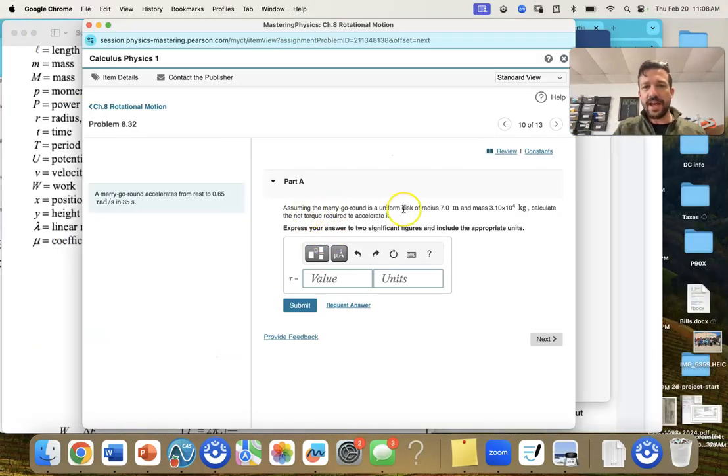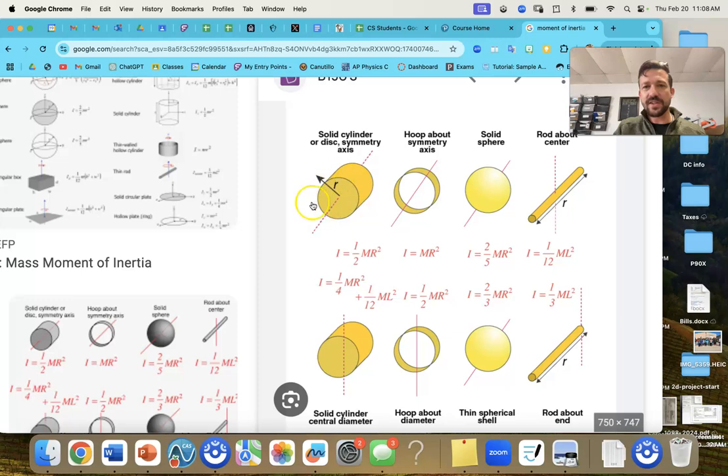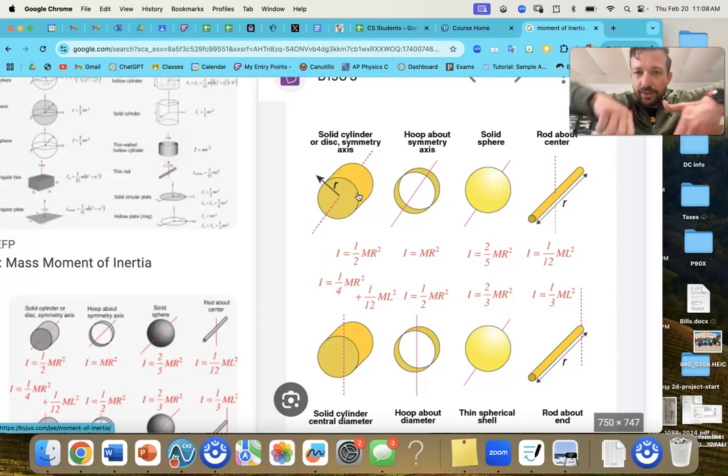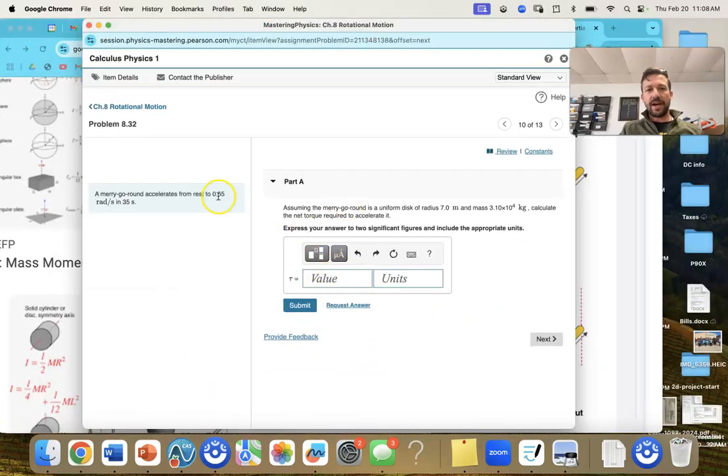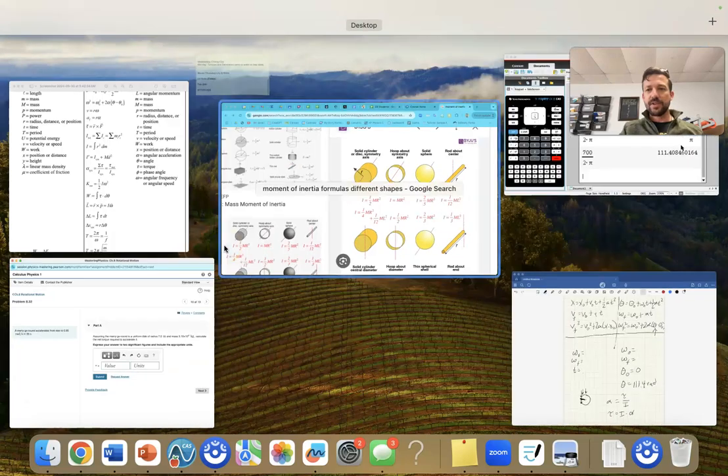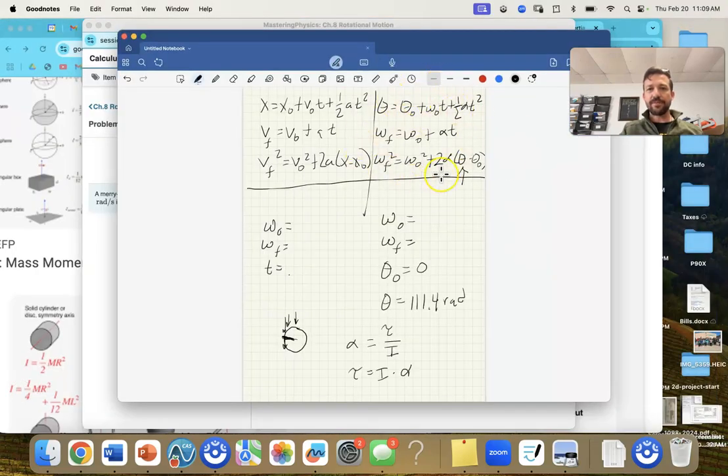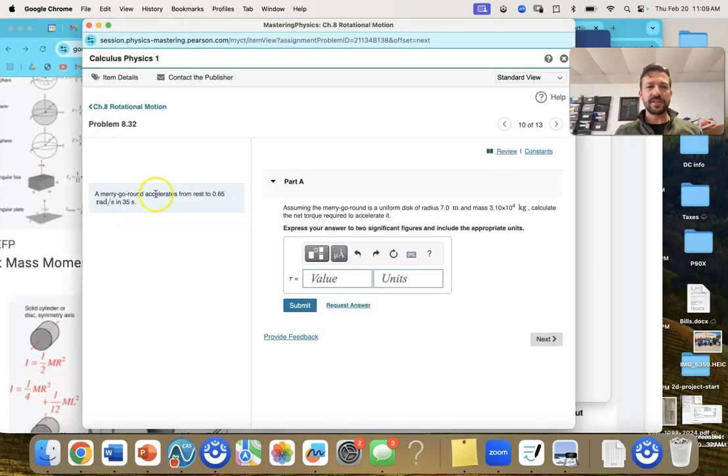Let's see what the problem is asking about. It says you have a uniform disk of radius r, and it's a merry-go-round. So what I'm thinking about is something like this solid cylinder, rotating around the center like this one. This one's showing it horizontally, but we have to think about it vertically. Okay, so to get the moment of inertia, I would do a half mr squared to get I, and then it wants to know what the net torque is. So I need to know what the acceleration is, so I would use our old formulas to calculate the angular acceleration based off of the information that we have.